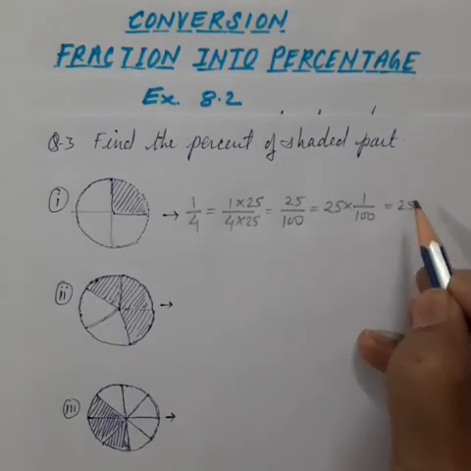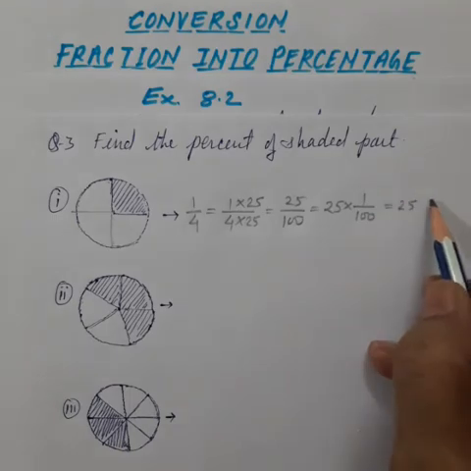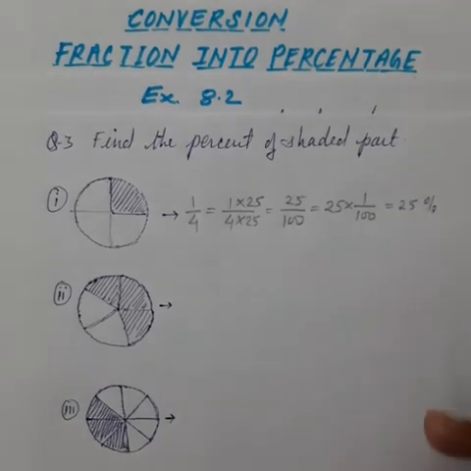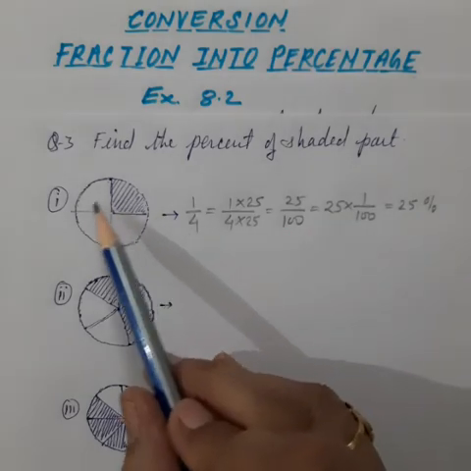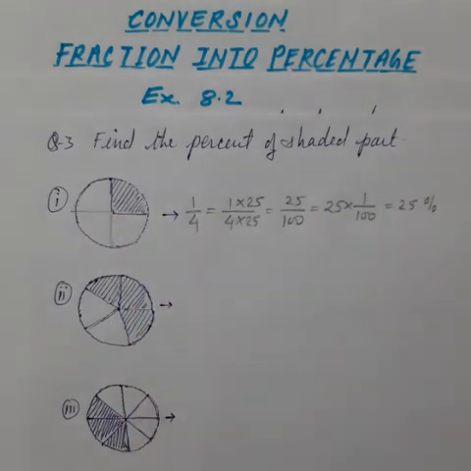Now 25 is the numerator, and for this 1 by 100, write the percent sign. So the percentage for this shaded portion in this figure is 25%.